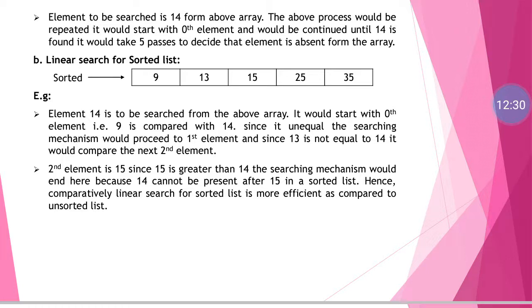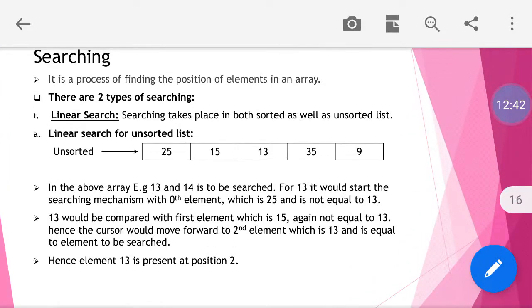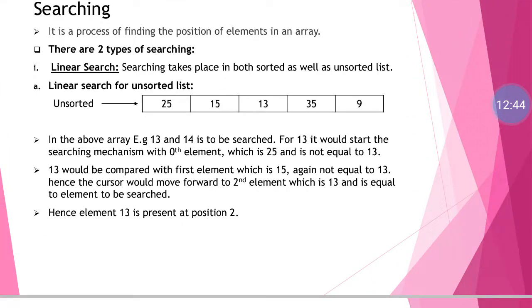So this is much more efficient. Linear search for a sorted list is much more efficient because it reduces the number of comparisons. If the element is not present, you can directly conclude that, but this is not the case with an unsorted list, because you never know what the next element is, since it is an unsorted list.